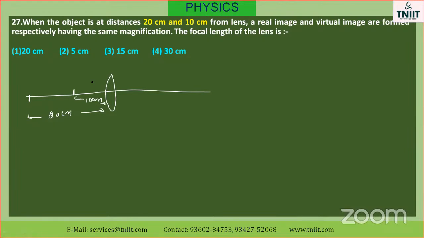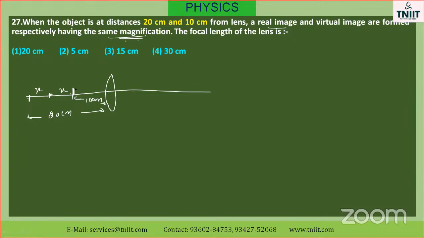Now it forms a real image and a virtual image respectively having the same magnification. So one object is producing a real image, the another one is producing a virtual image. So let us say they are going to coincide somewhere here. It is having some distance, which is equidistant, x and x, because they are telling that the magnification is the same. So image to object should be same.